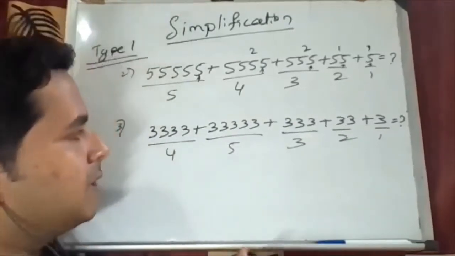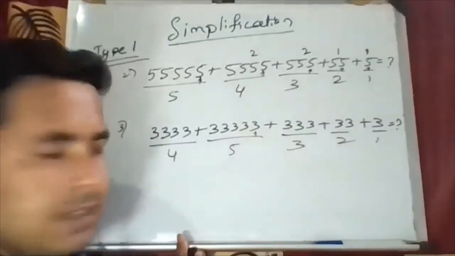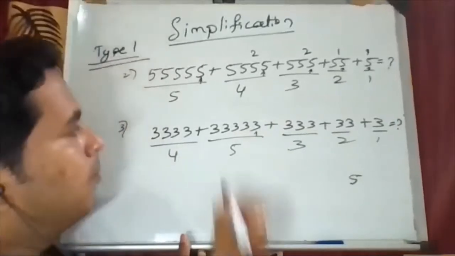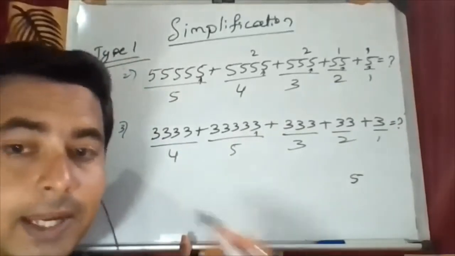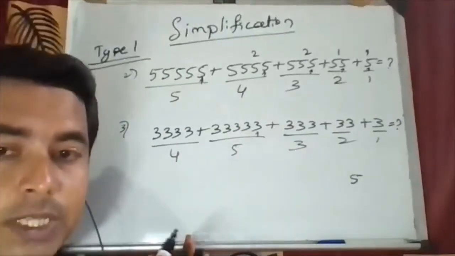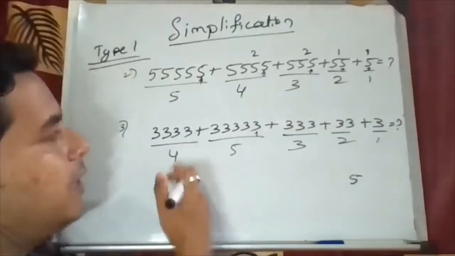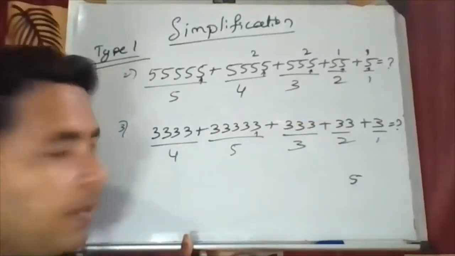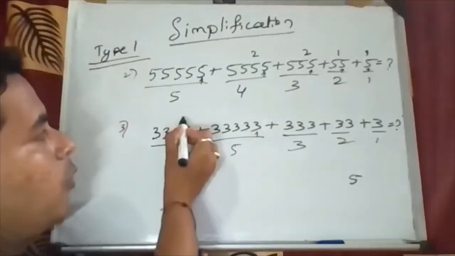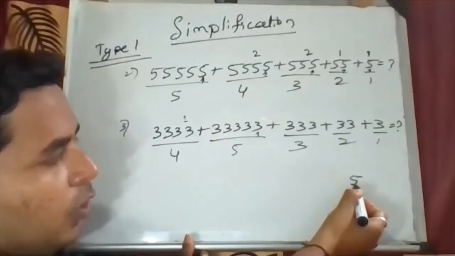Okay, 5th place means 5 into 3, just multiply this. 5 into 3 is 15. Where will the carry be forwarded? It will go to the 4, not to the 3, because after 5 there is a 4. If 4 is there, then only it goes to the 3. But here after 5 there is a 4, so the carry will come to this side. Okay, then the unit digit is 5.